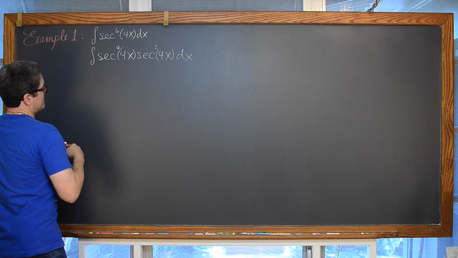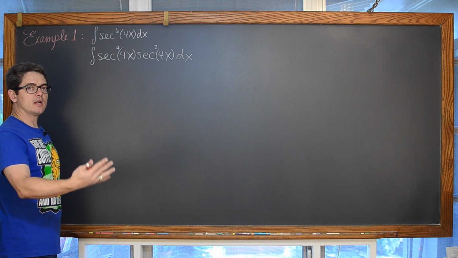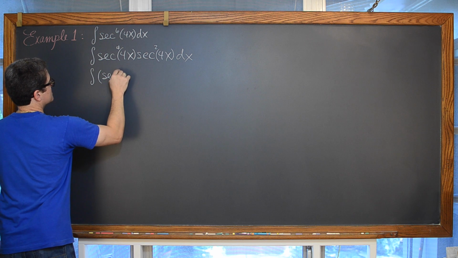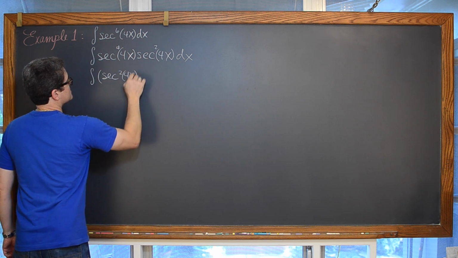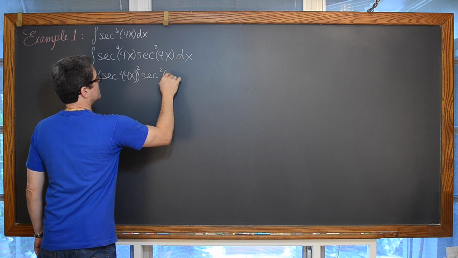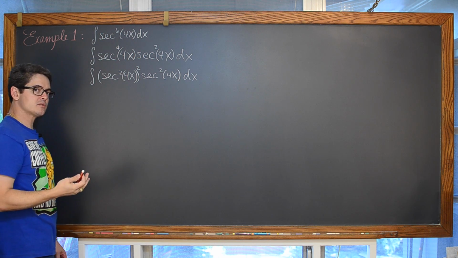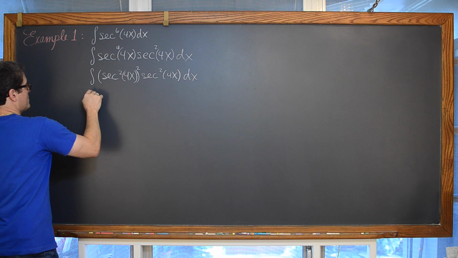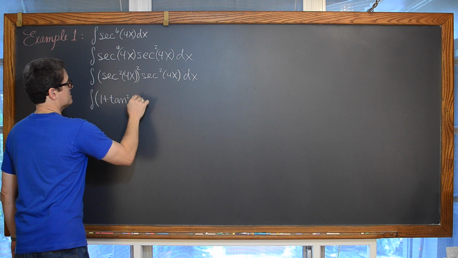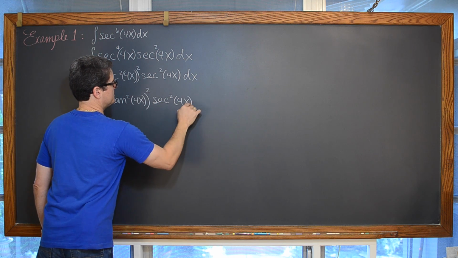So the Pythagorean identities, of course, are not for trig functions in powers of 3 or 4 or 5 or 6 or whatever. It's powers of 2. So this is going to get rewritten as the indefinite integral of secant squared of 4x, then raised to a 2nd power, times secant squared of 4x dx. 1 plus tangent squared is equal to secant squared, so we have the indefinite integral of 1 plus tangent squared of 4x raised to the 2nd power times secant squared of 4x dx.